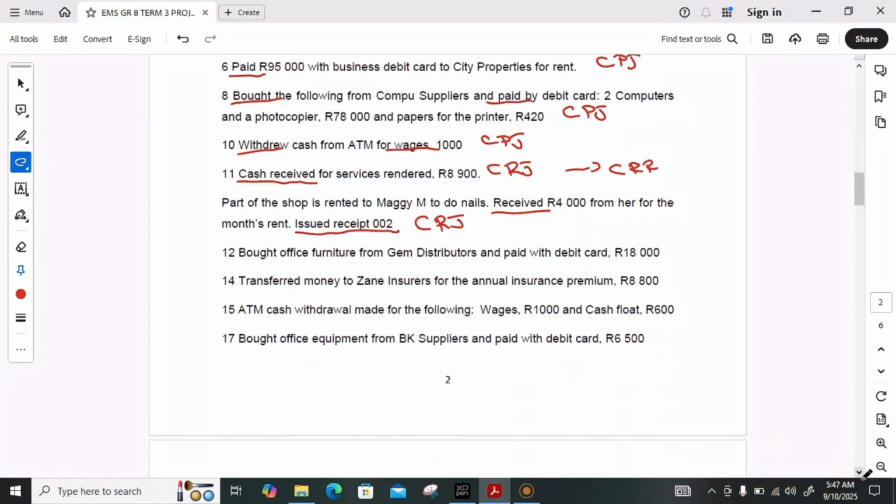Now day 12. Bought office furniture from Gem Distributors. So we are buying and paid with debit card. That will be CPJ. Transferred money to Zen Insurance. We're transferring, it's EFT, for the annual insurance premium, 8,800, we are paying, CPJ. ATM cash withdrawal made for the following: wages and cash flow. So keyword withdrawal, that must go to CPJ. Bought office equipment and paid with a debit card, that will be CPJ.